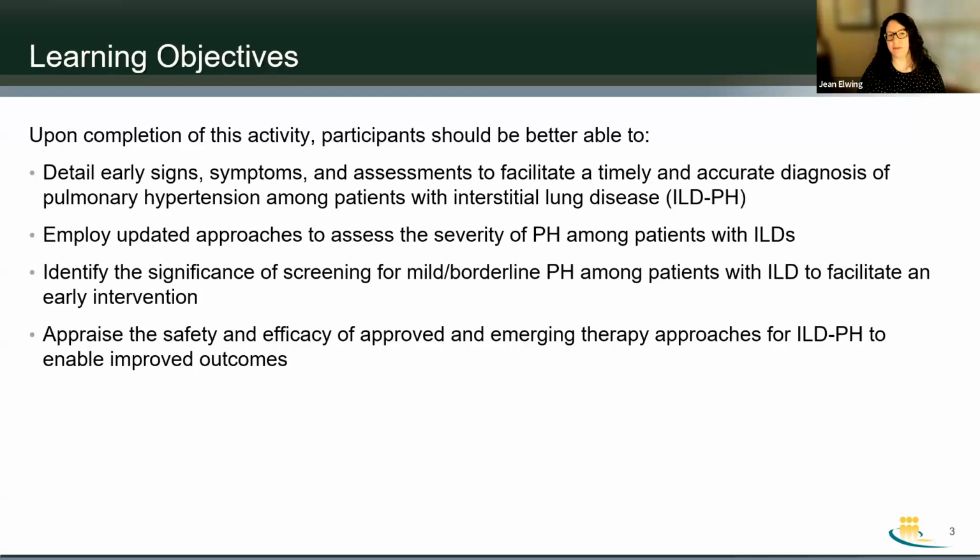What I want you to take away from this lecture is to be able to detail early signs and symptoms and assessment to facilitate a timely and accurate diagnosis of pulmonary hypertension in the setting of interstitial lung disease, or ILD-PH. Employ updated approaches to assess the severity of pulmonary hypertension in these patients, and to identify the significance of screening for mild borderline pulmonary hypertension and to facilitate early intervention. We want to talk about the safety and efficacy of approved therapies and emerging treatment strategies for these individuals.